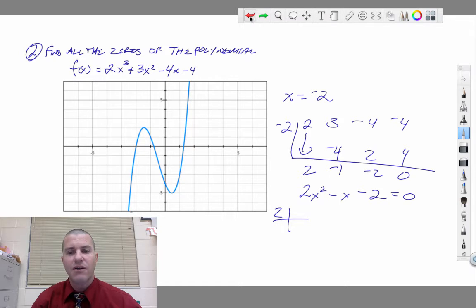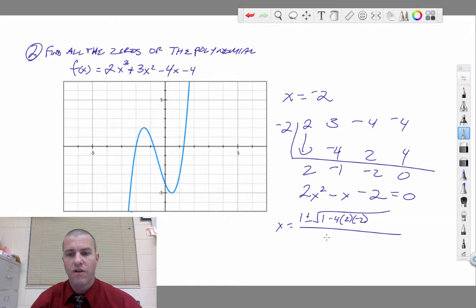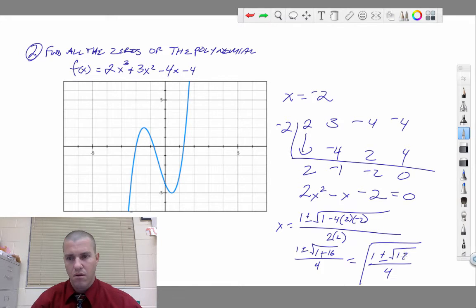Well, if factoring doesn't work, then we can go to the quadratic formula. So I have x equals negative b, which is positive 1, plus or minus the square root of b squared, which is 1, minus 4 times a times c, all over 2 times a. When I finish that, my solution becomes 1 plus or minus the square root of 17 all over 4. If you remember, this is two solutions: 1 plus square root of 17 over 4 and 1 minus square root of 17 over 4.